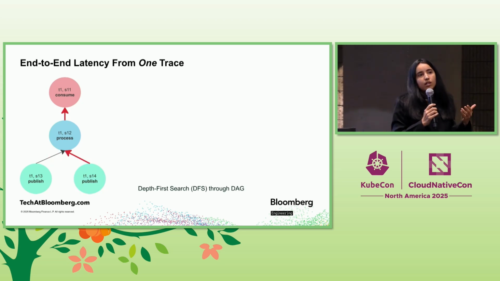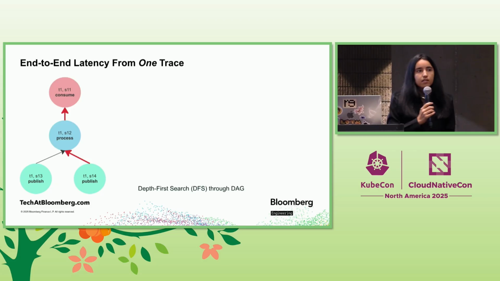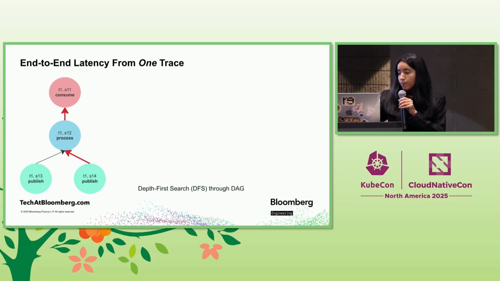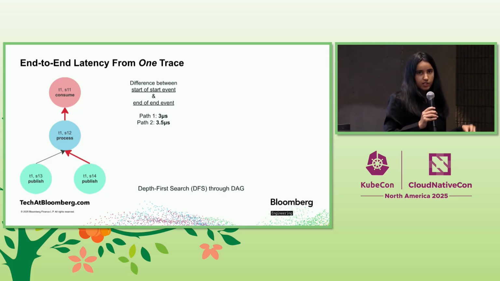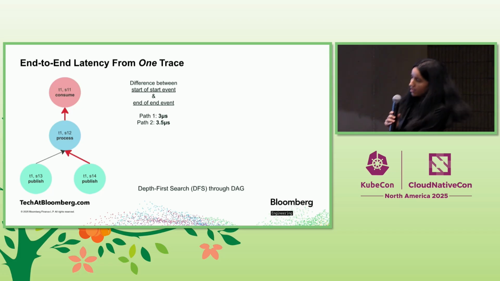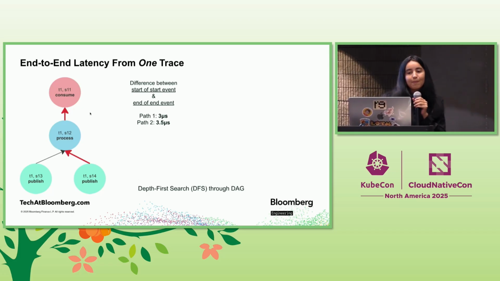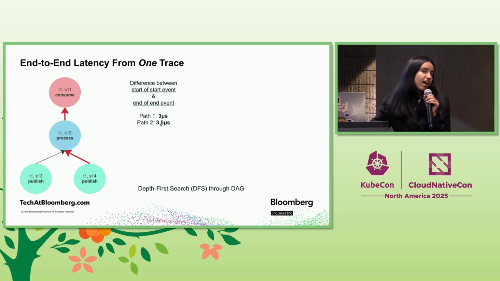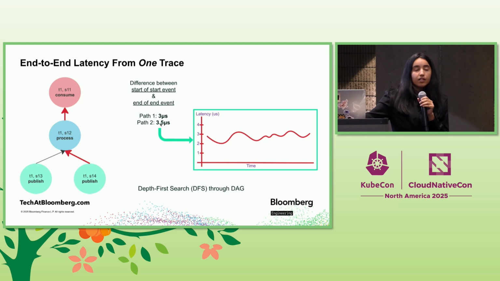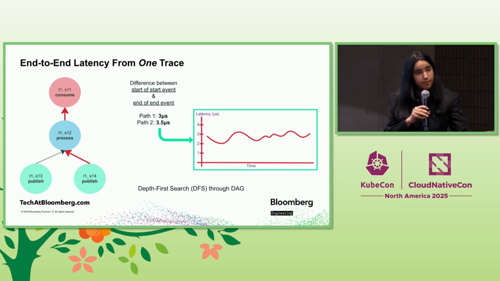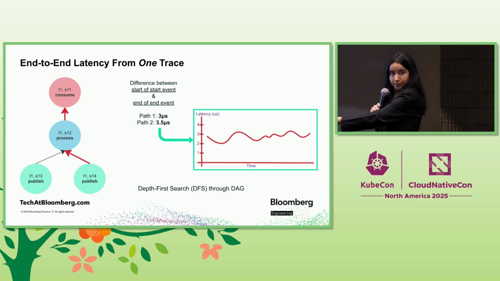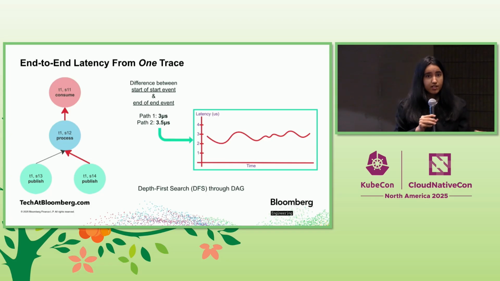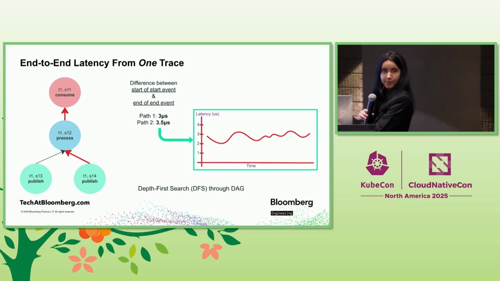What we're trying to see is, hey, if we follow these different paths in the system, matching the start and end events, then we can get the latency between the start and end events. Because at that point, all I need to do is get the difference between the start of my start event and the end of my end event. So in this case, let's say path 1 had a latency of 3 microseconds, and path 2 had 3.5 microseconds. Then these latency values can be aggregated into a nice little time series that you can view on a dashboard. To summarize, to get end-to-end latency from just one trace, you can run a DFS and put that into a time series.